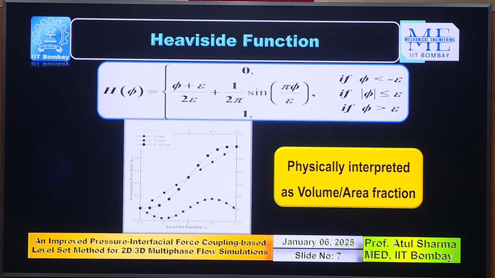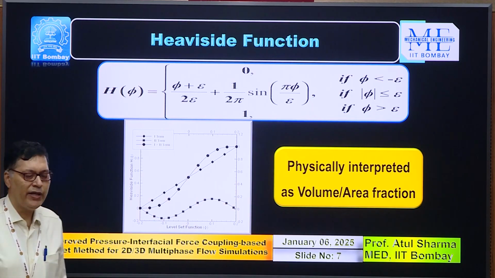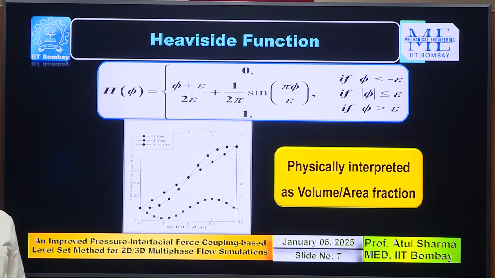In one of our earliest papers in this area, we have physically interpreted the Heaviside function. If you take its value at the centroid of the surface of the control volume, then it represents the interfacial area fraction. And if you take the value of the Heaviside function at the centroid of the control volume, it represents the volume fraction, similar to volume of fluid.